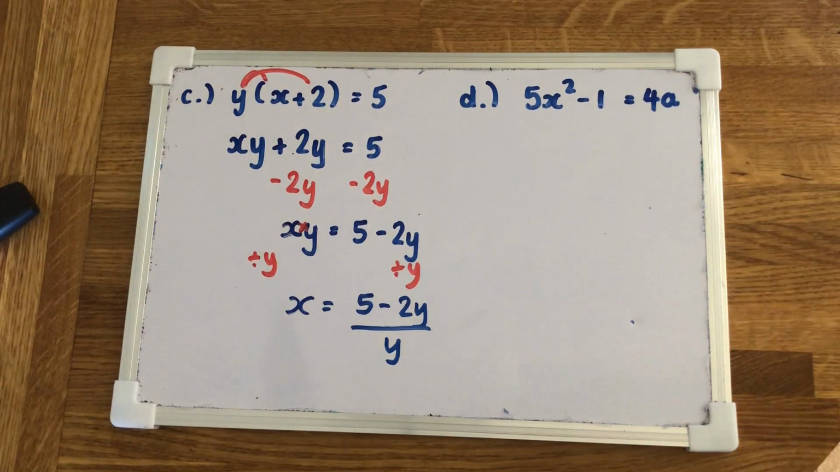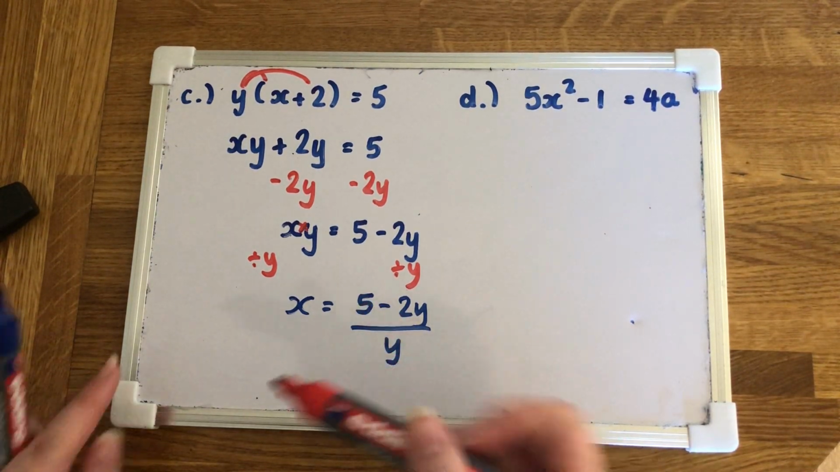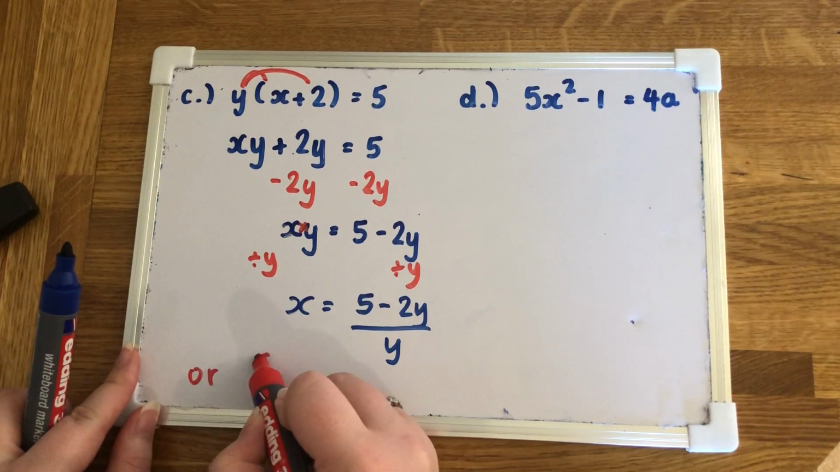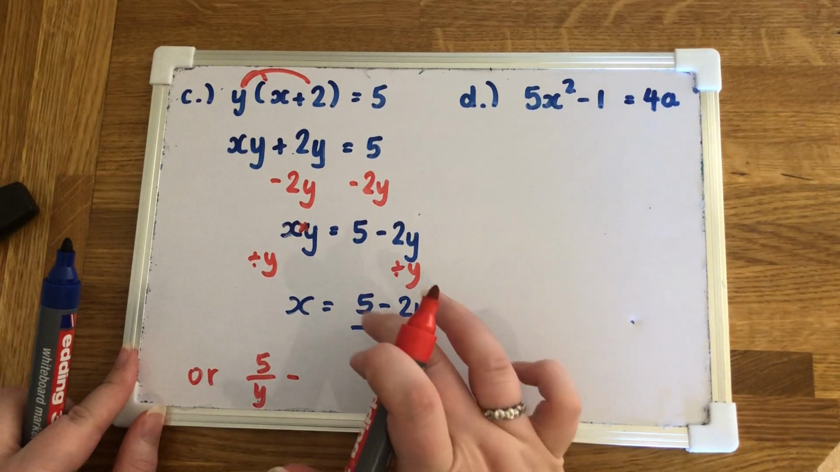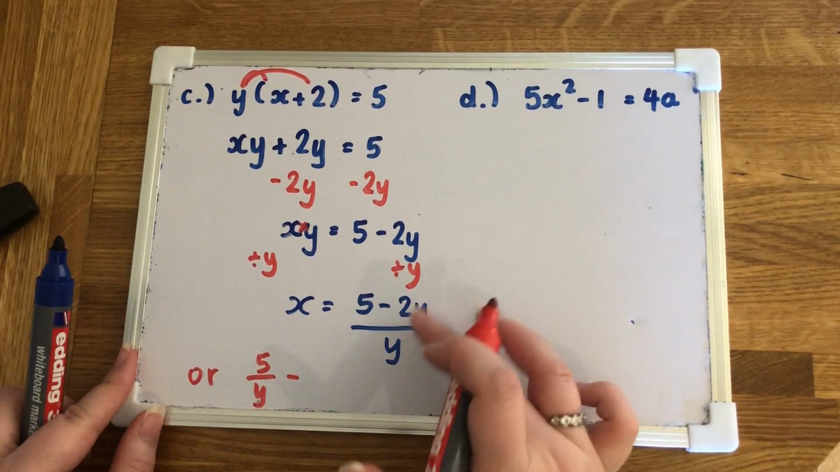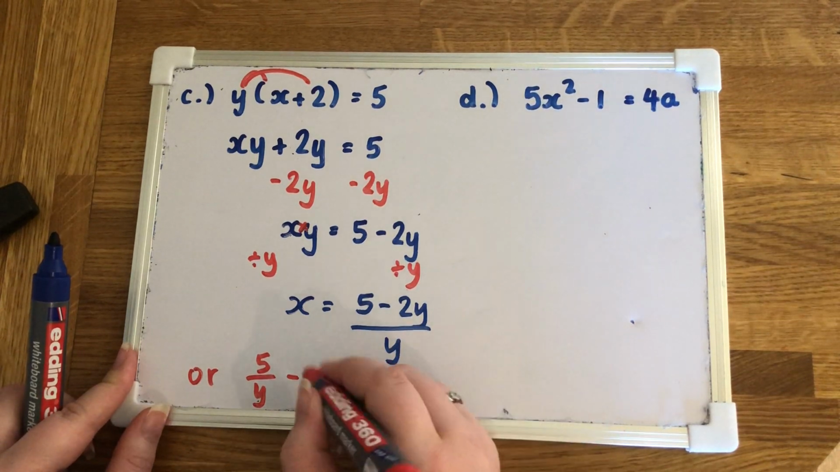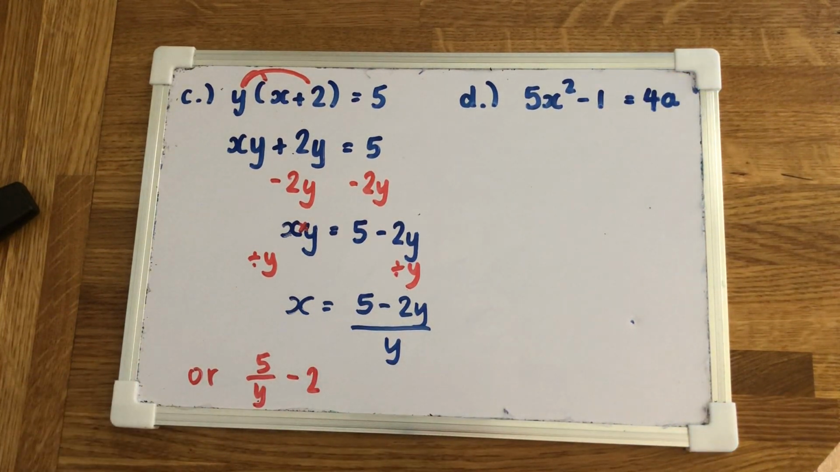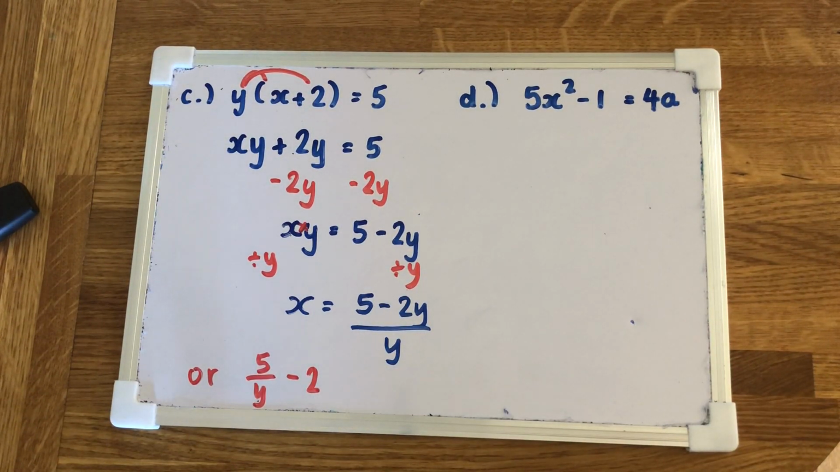Now you can leave that as the answer. You can simplify it a little bit. So we can't divide 5 by y, so that will have to stay as 5 divided by y. The subtract, obviously, because it's still subtract there, but we can simplify this. So 2y divided by y would just be 2. But if I'm honest, that's absolutely fine to leave it as that. Okay, and the last one.